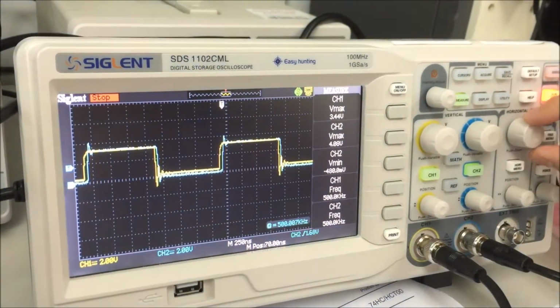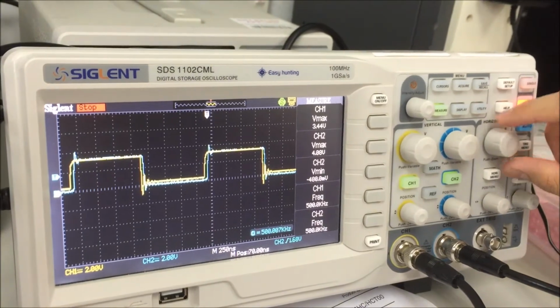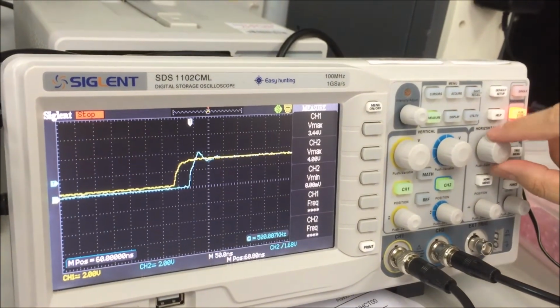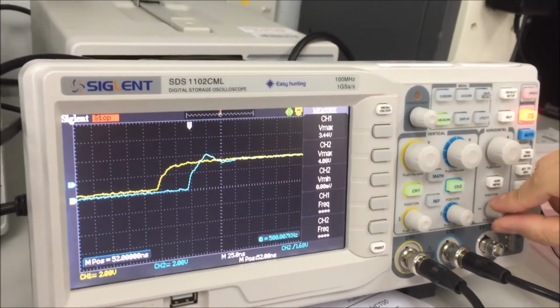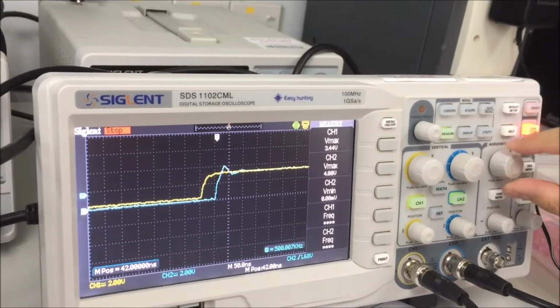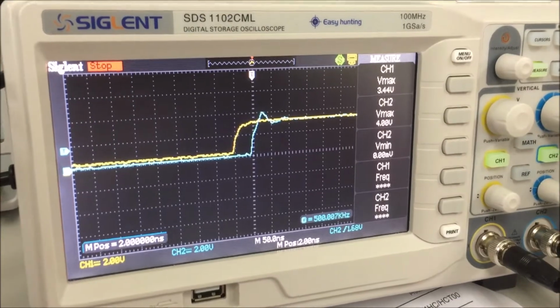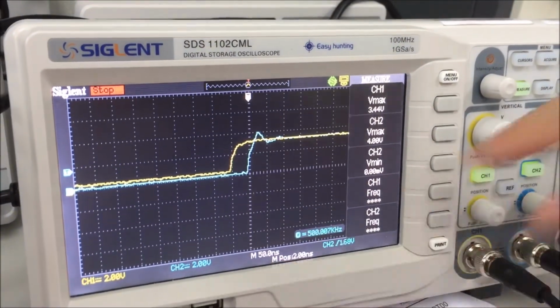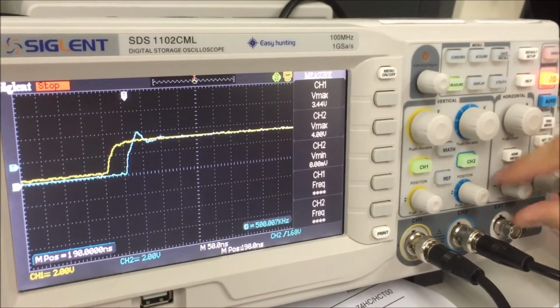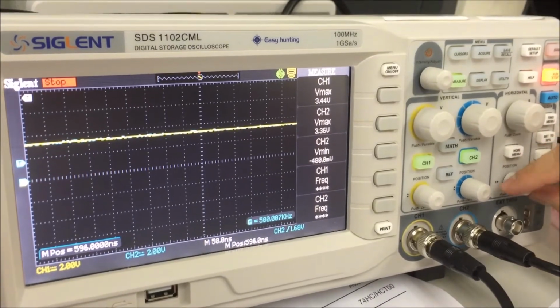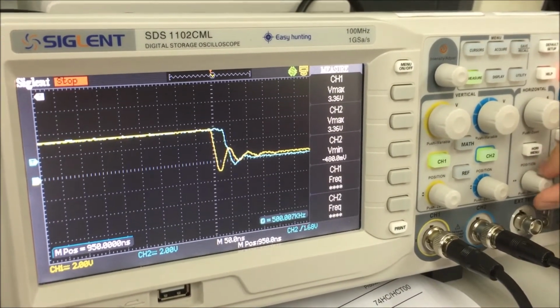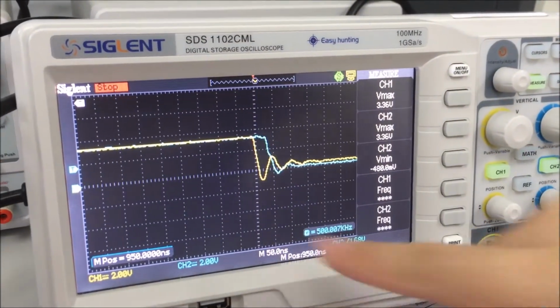For the tPLH and tPHL, we get tPLH around 50 nanoseconds, and tPHL around 30 nanoseconds.